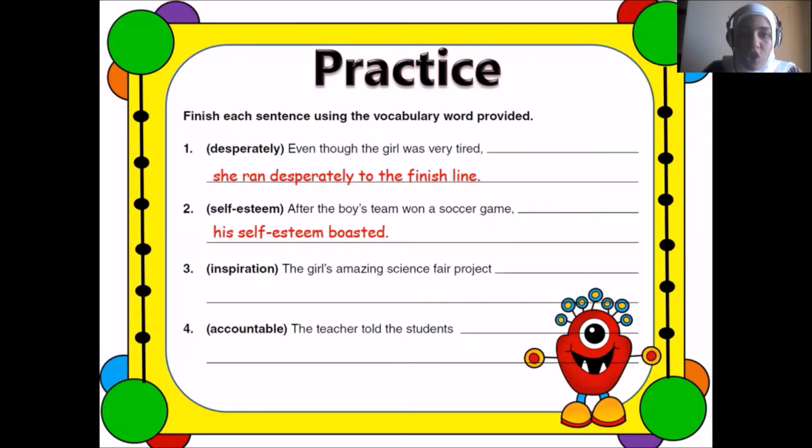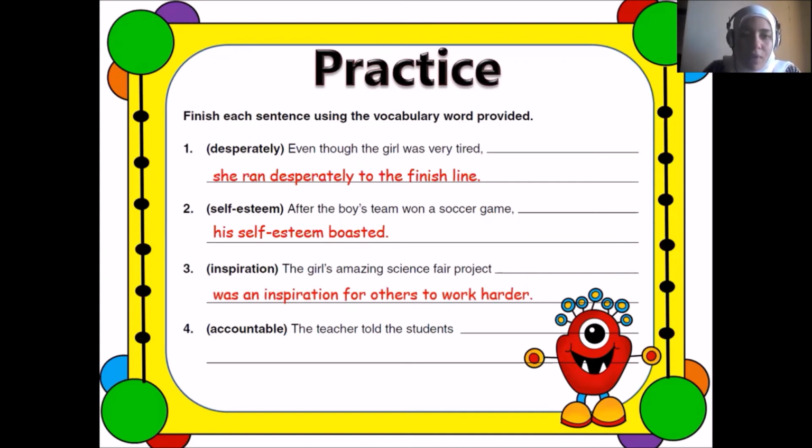Inspiration. The girl's amazing science fair project. What can we say about the project? The amazing science fair project was an inspiration for others to work harder.